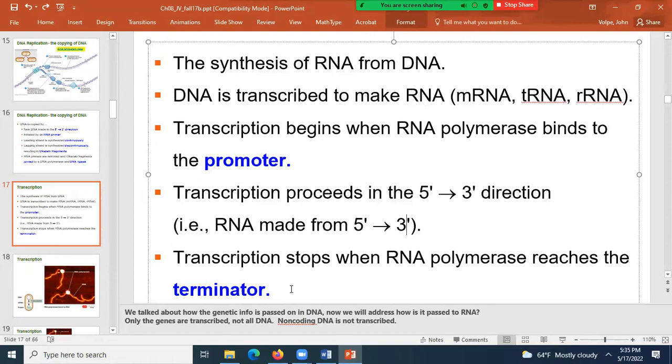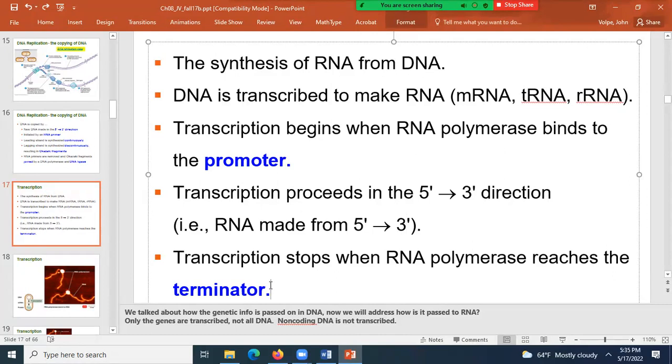So we've discussed two regions of DNA, and they flank a gene. One is a promoter, it's upstream of the gene, and then there's the terminator, it's downstream of the gene. And these regions are important for transcribing the gene.